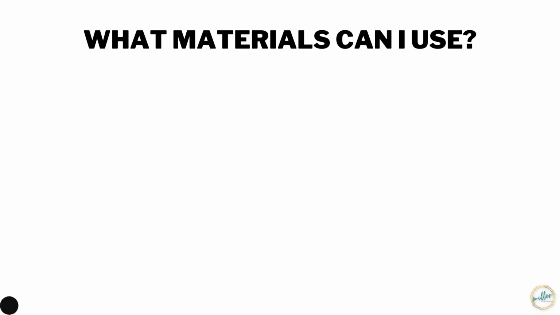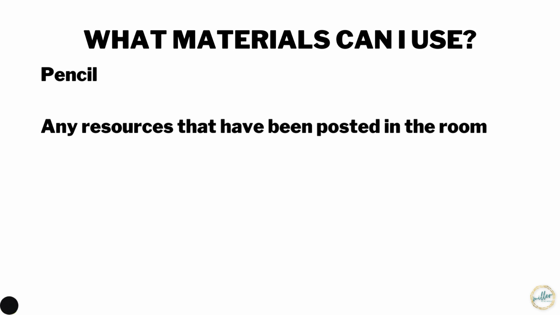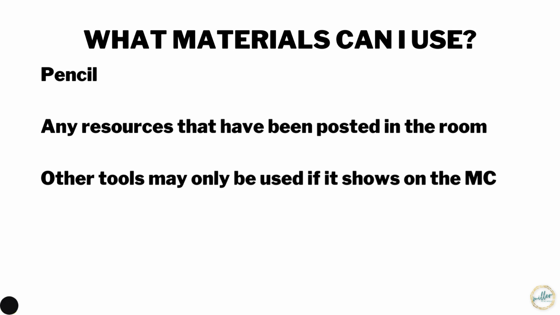When we take mastery checks, we can only use a few things. You can use a pencil, not a pen. You can use any resources that have been posted around the room. And the only other tools that you can use are the ones that are shown on the mastery check. So a calculator cannot normally be used on a mastery check, but if it says you can use a calculator, then you can.